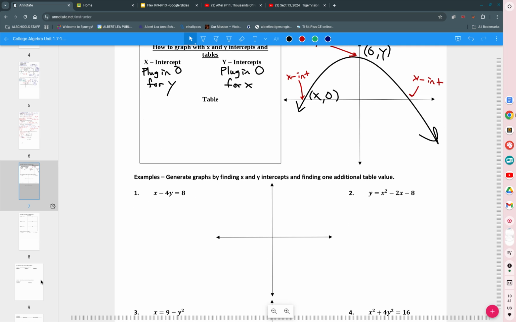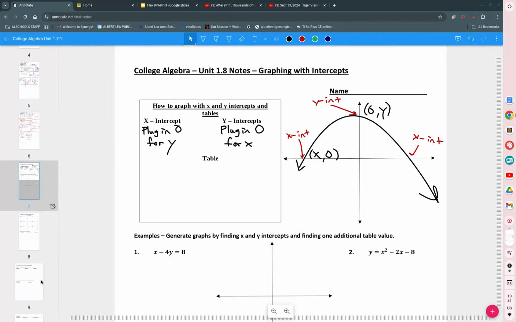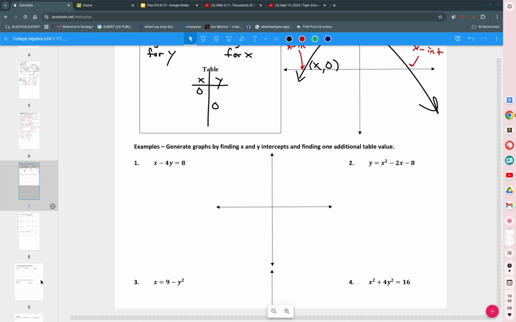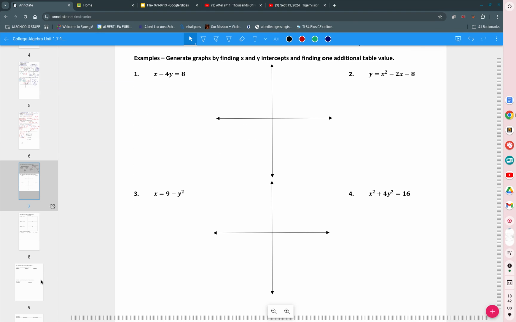I like to organize my work in a table. So what I do is, sorry about that, I like to create x, y, and I just drop a 0 and a 0 and solve from there. That helps me organize my work and keep track of it so I can see it as I plot it. Very efficient way. If you step onto an ACT and you need to determine the graph of something, a lot of times looking at x and y intercepts is a very helpful way of going about it.